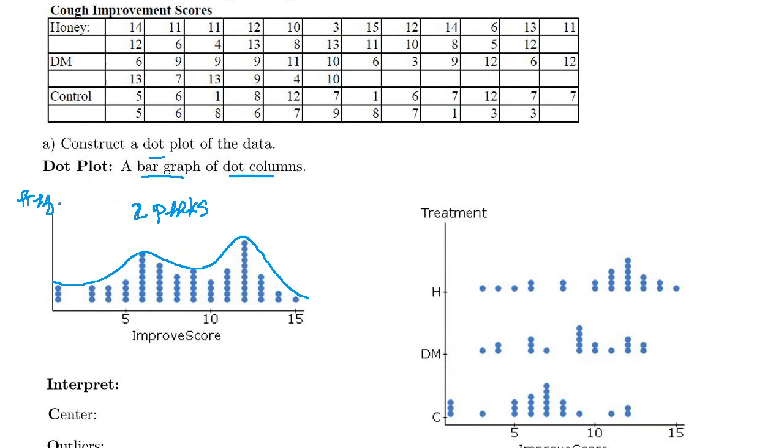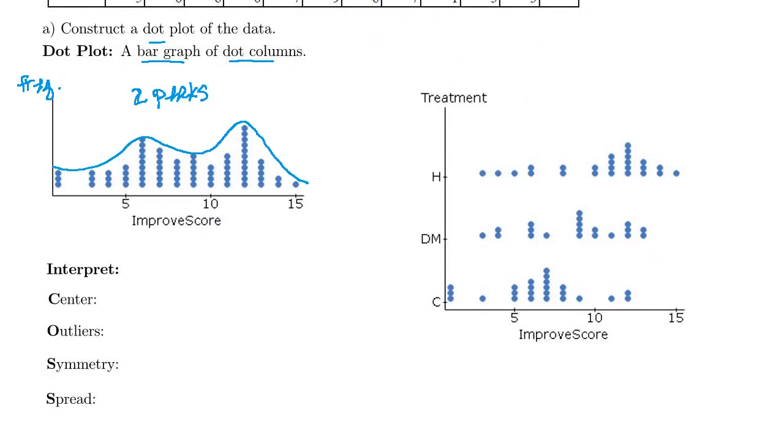Now let's look at the individual data values. If we do a dot plot for honey here, dextromethorphan here, and then control here, that's improvement score, and I've got them labeled control, DM, and H for honey. Looking at those dot plots, we want to try and interpret and compare these groups. When I say interpret, here's a good acronym for you: C-O-S-S. So interpret, give me the sauce.